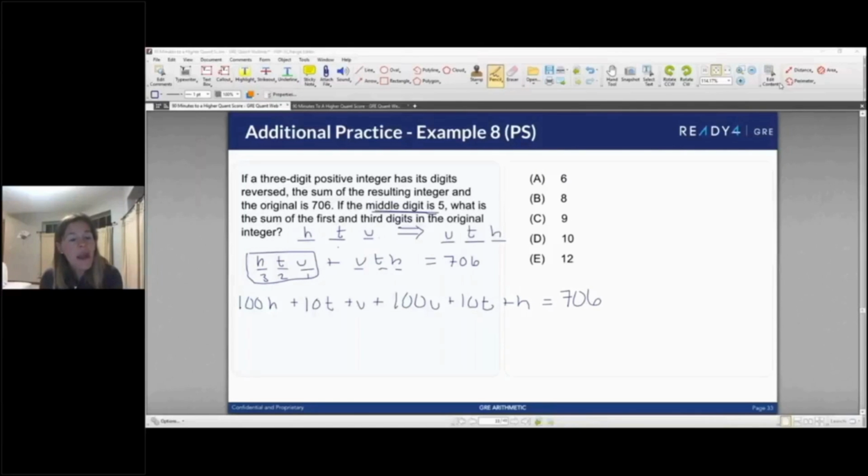And now they're asking for the sum of the first and third digits, so that's the H and the U. Those are the first and third digits. But let's factor out 101 from this. That's 101 times H plus U is equal to 606. If we divide both sides by 101, we get H plus U is equal to 6. And that's our answer, because all they're asking for is the sum of the first and the third.